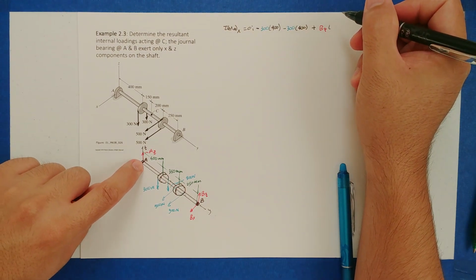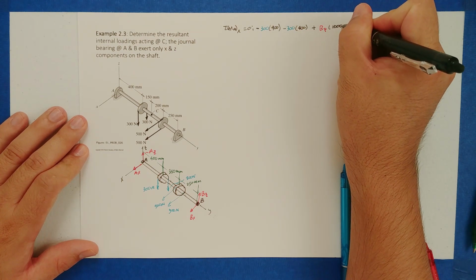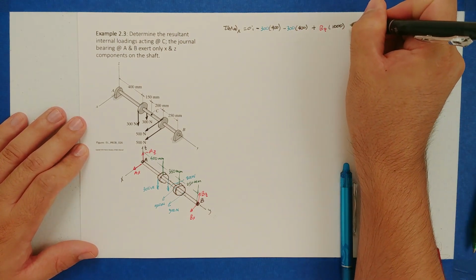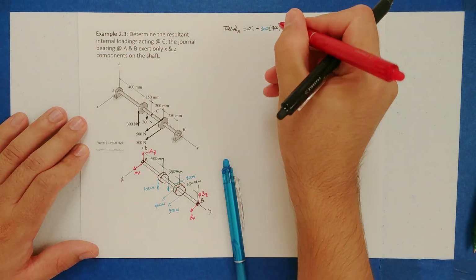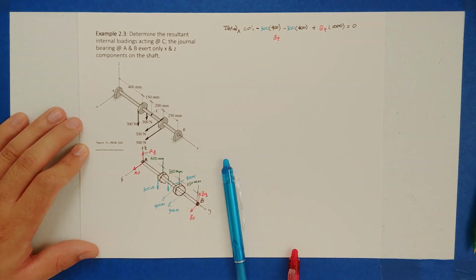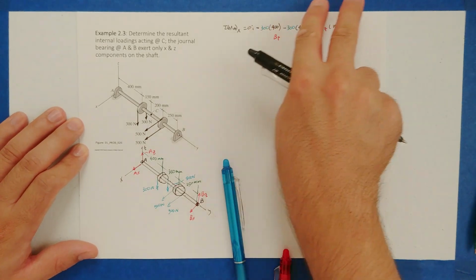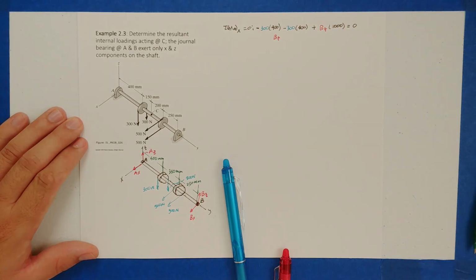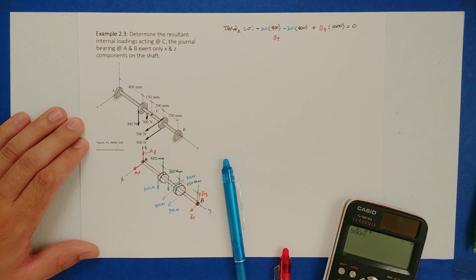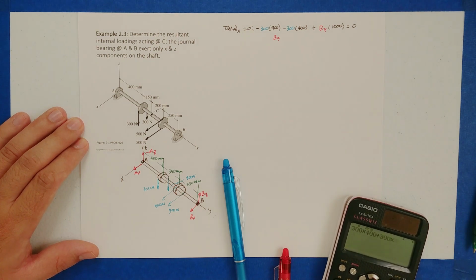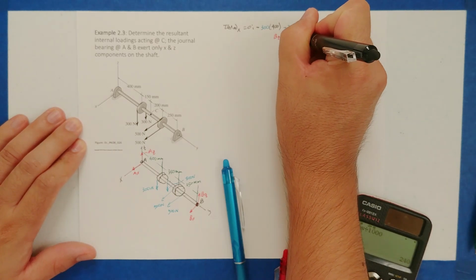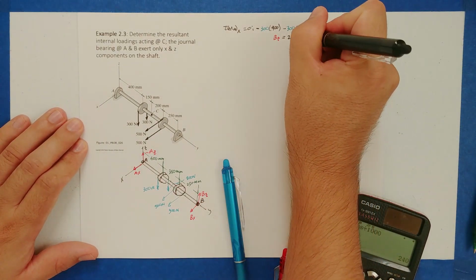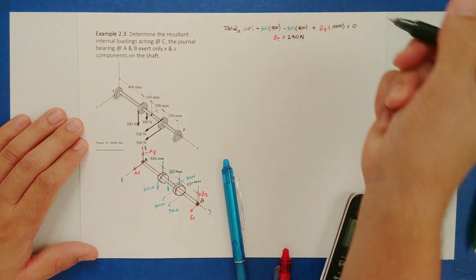So the distance between A and B is 1,000. I checked that before. And this is it. So we have one equation, one unknown. We can solve for BC from here, right? So BC is going to be what? Well, I'm going to move these two to the other side. They're going to become positive and then divide by 1,000. So I have 300 times 400 plus 300 times 400 divided by 1,000, and I have 240. It's a positive number, so it means that the direction that we assume for BC is the correct one, 240 newtons.